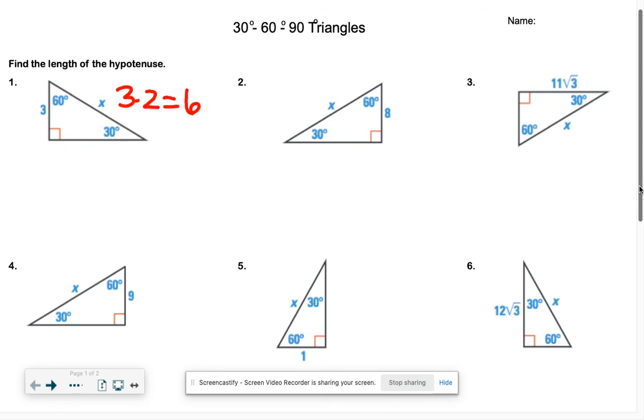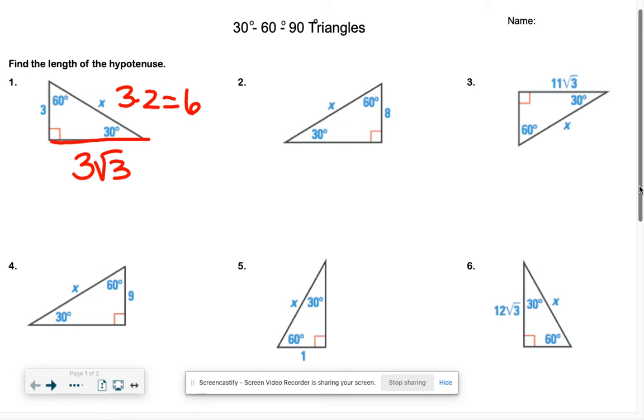And what would your long leg be? 3 root 3. We have to do that too. I think you should. It's not that much extra work. Which one are we crossing out? 12, dear. Cross off 12.